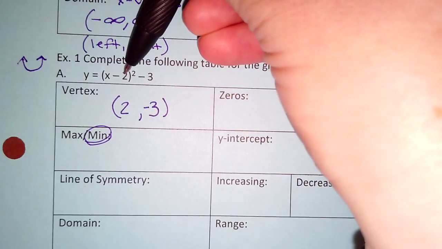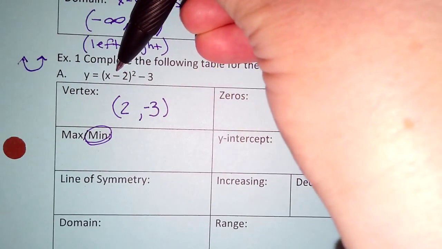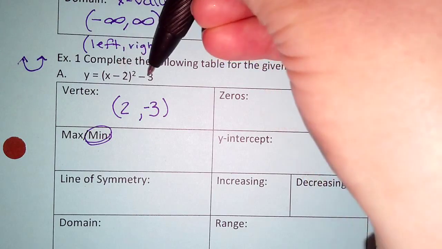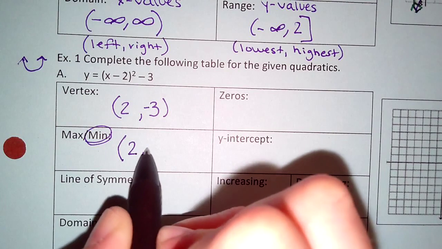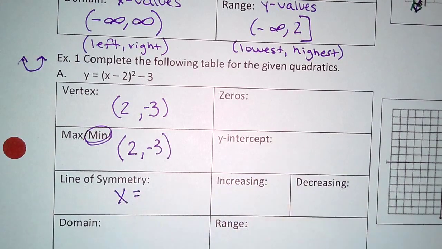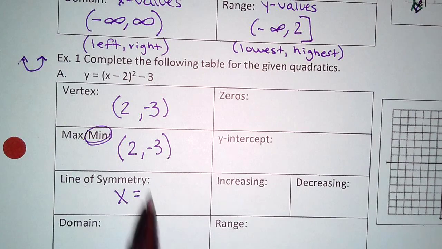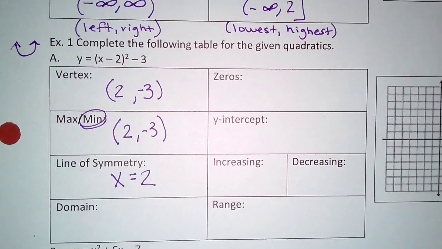So the 2 is here. Even though that has a minus sign, the minus is part of the formula. And then this -3, I know that is also my minimum. Also, the line of symmetry is x equals 2, the x value. All right, great. We just knocked out half of it right there. Maybe close to half of it.